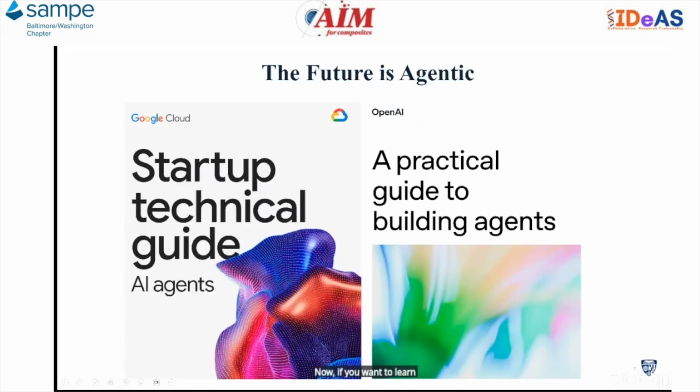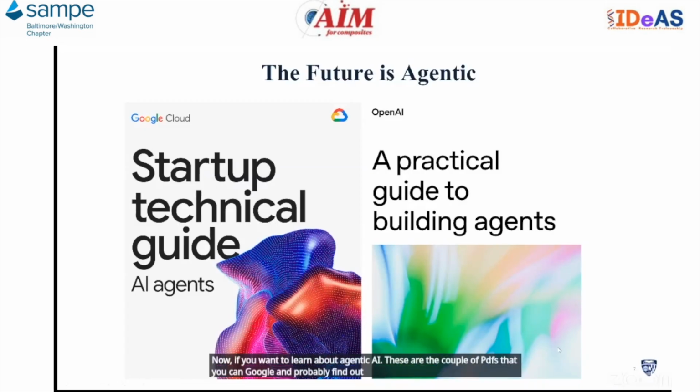Now, if you want to learn about agentic AI, there are a couple of PDFs that you can Google and find, called A Practical Guide to Building Agents. This is from OpenAI, a 30-plus page article, quite useful. Also, the Startup Technical Guide: AI Agents by Google Cloud. I personally used this for building AI agents like AtomGPT, so highly recommended.